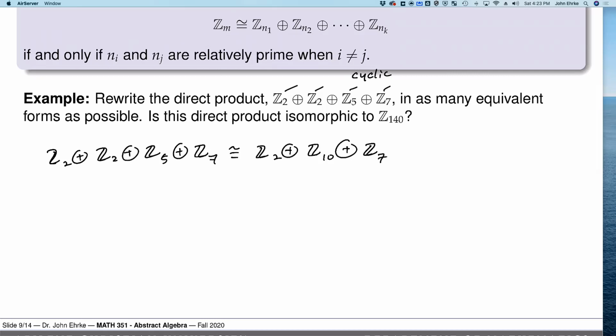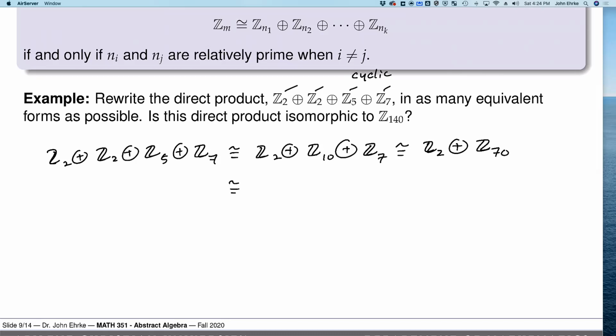I can also then combine 10 and 7 because I know that 10 and 7 are also relatively prime. So this is going to be isomorphic to Z2 direct product Z70. And that's as far as I can go there. But what if I had decided to do something different?